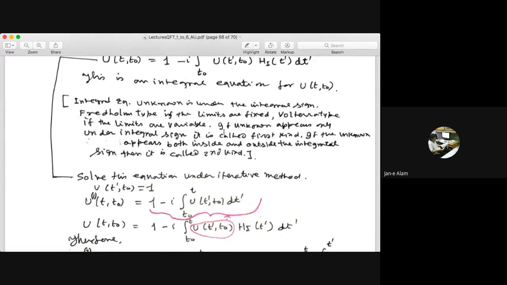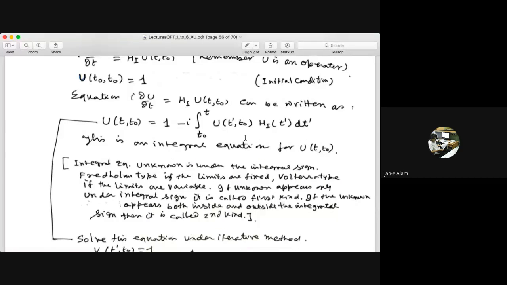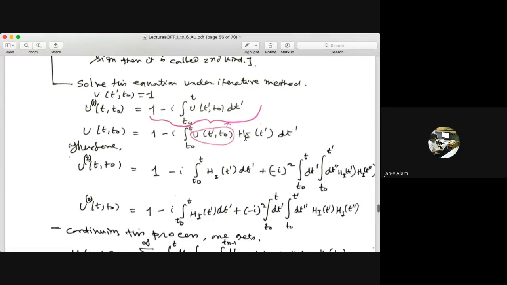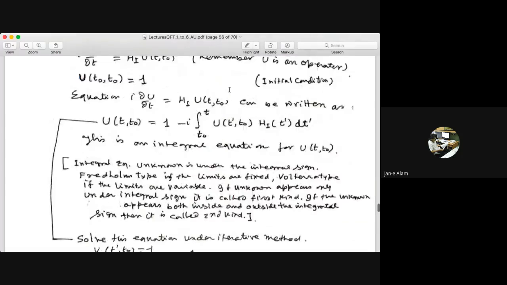So for solving this kind of equation, there is a technique called the iterative method. What I did in the iterative method: first I will put this U as 1. So the first order solution will be U(t, t naught) equal to 1 minus i integral from t naught to t of H_I dt, because I have put 1 here, as this is the first order solution.